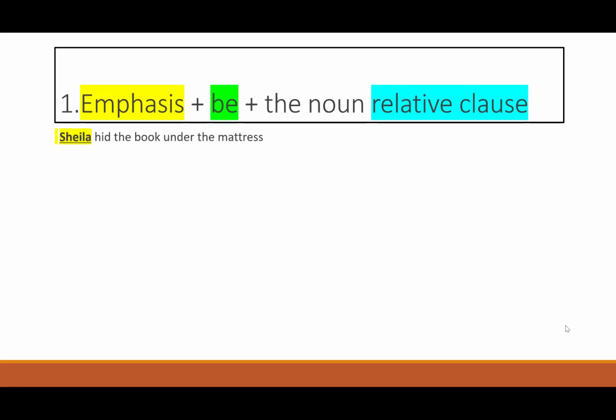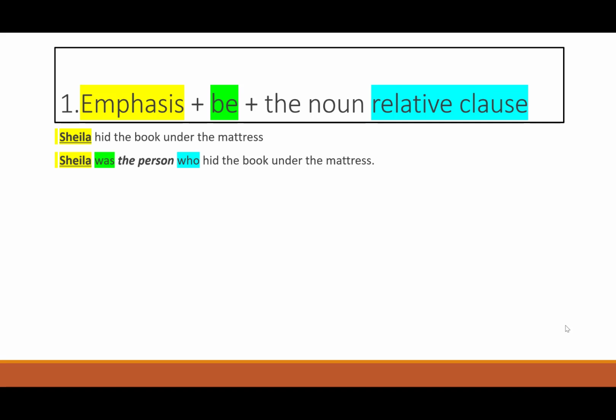Now, look at this sentence. Sheila hid the book under the mattress. The one we would like to stress is Sheila. According to the pattern, we put Sheila first because we would like to emphasize Sheila. Then, for the verb, we use be. Check the tense. Hid is in past tense. That's why we use was.